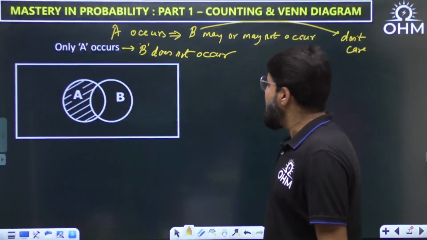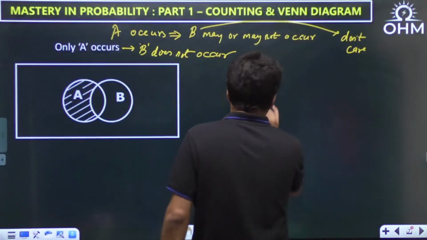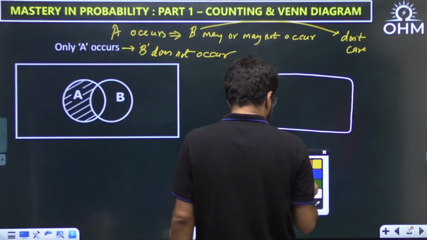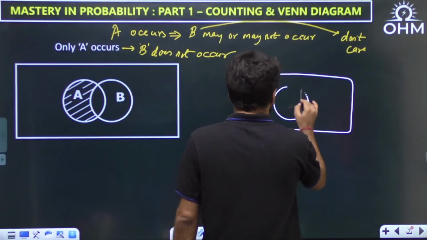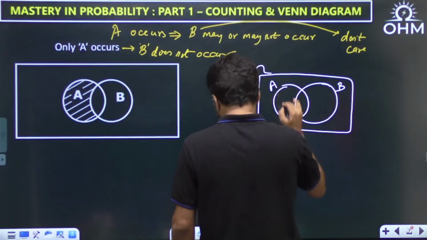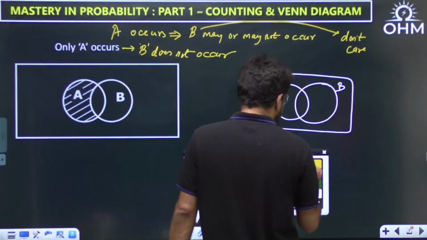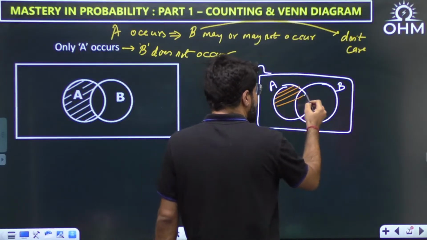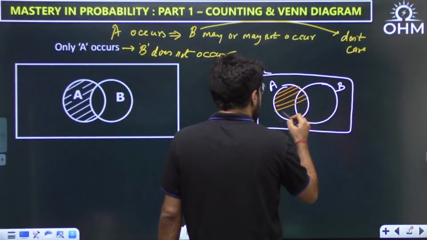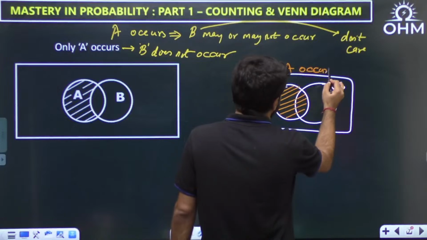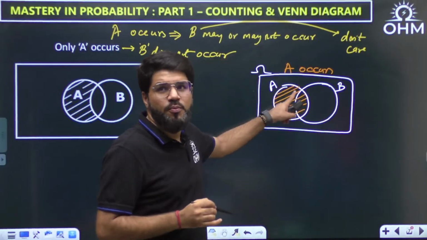When I say A occurs, how should the Venn diagram look? If this is my sample space, let me again draw the two circles, one for A, one for B. When I say A occurs, this is A occurs. A occurs, B may not occur, or A occurs, B may also occur. So both portions will come. This is the Venn diagram for A occurs, the complete circle of A.